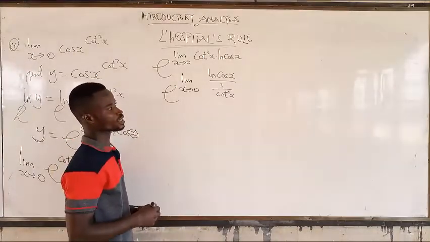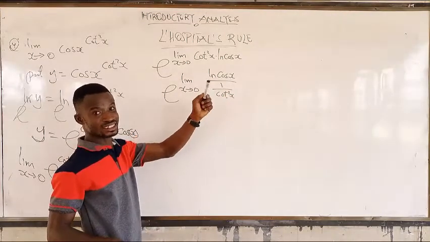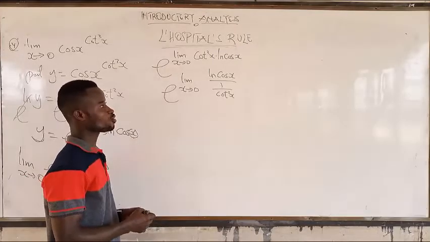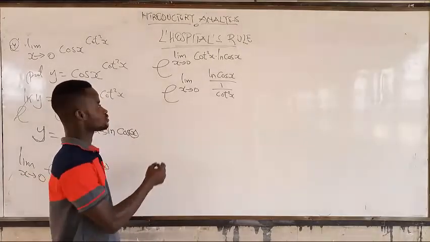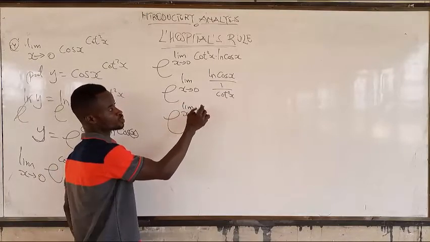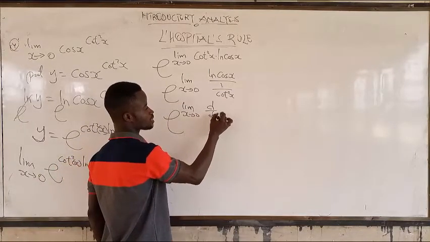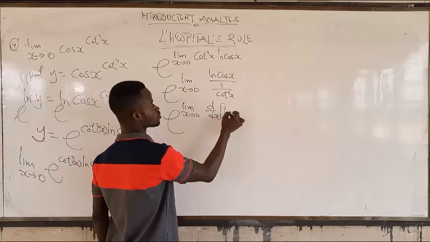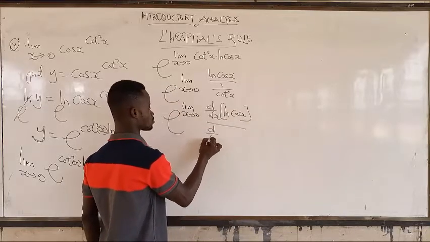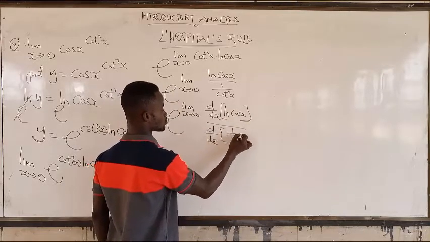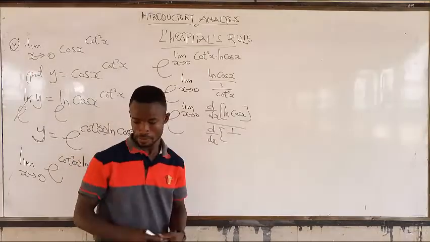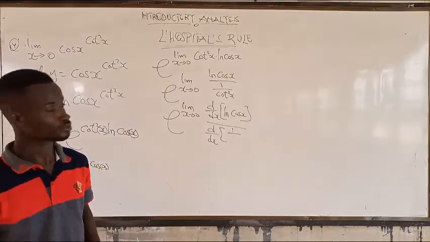So here you can see that we are now at the indeterminate form. And since we are on the indeterminate form, we can now move on to take the derivative. So to apply L'Hospital's rule, that is the derivative of... Now 1 over cos squared.